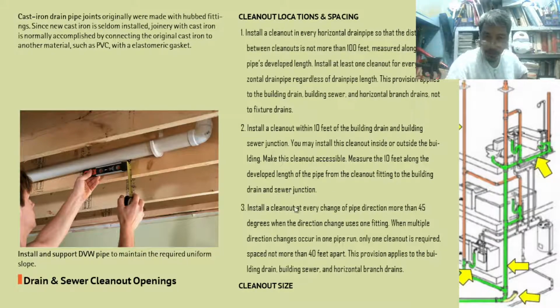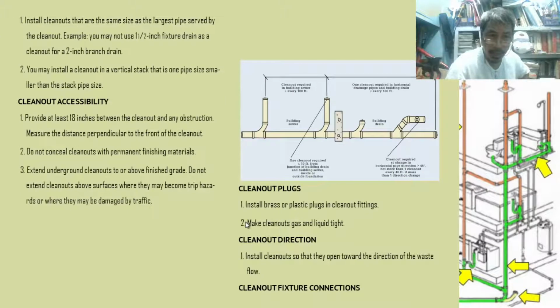Number 3, install a clean out at every change of pipe direction that is more than 45 degrees. If the pipe direction is more than 45 degrees, use clean out. When multiple direction changes occur in one pipe run, only one clean out is required. So, okay. So one clean out if there are multiple directions. Space not more than 40 feet apart. This provision applies to the building drain, building sewer, and horizontal branch drain. Okay. So what about the clean out size? What is the size?